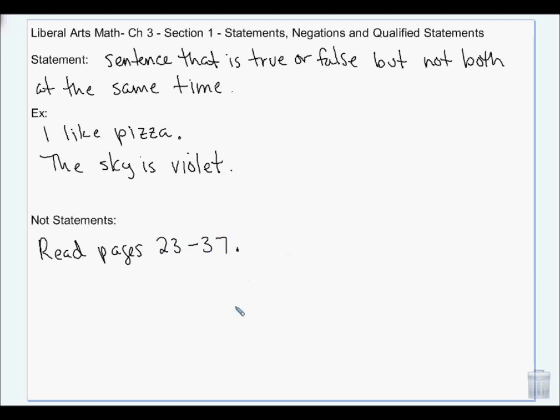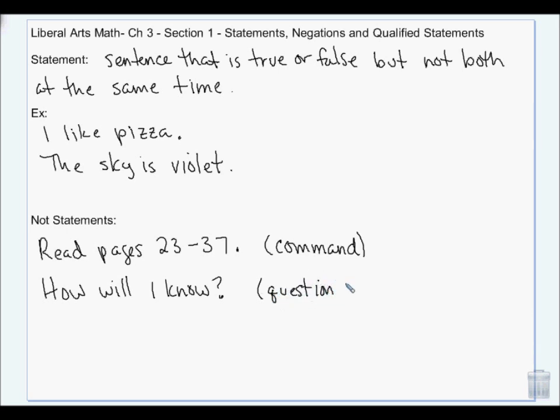Okay, read pages 23 through 37. This is not a statement, it's a command. Okay, because it's not true or false, it's telling you to do something. How will I know? Not a statement, that's a question. So questions are also not statements.